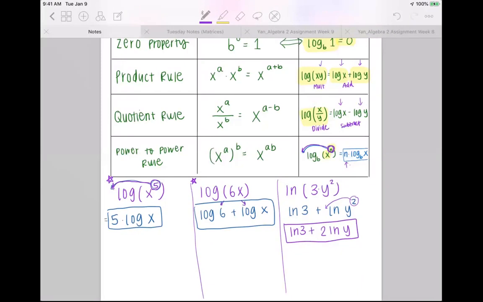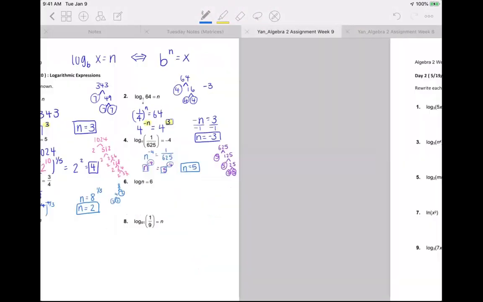Okay, last example. We got something called ln. This works the same as log. Don't get scared if you see ln, it's the same as log. All the properties are still the same thing. Okay, so I have ln 3 and ln y squared. So ln 3 is still ln 3, but ln y squared, I take the exponent to the front, which is 2 ln y. And that's the most that I can expand it to. Okay, I hope this is not as confusing as it looks.